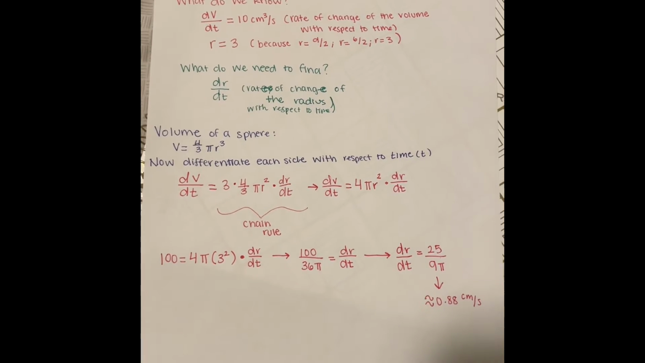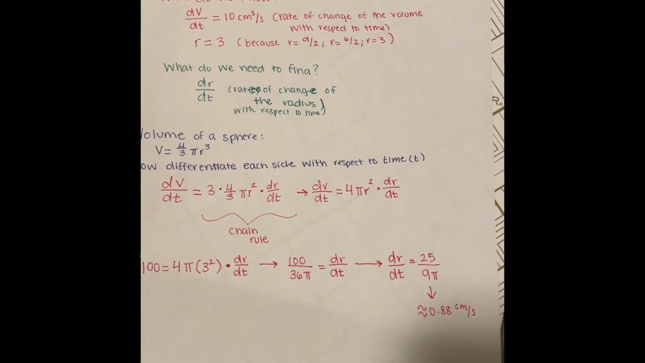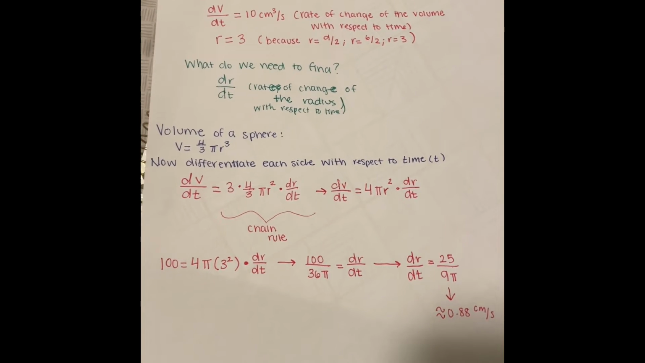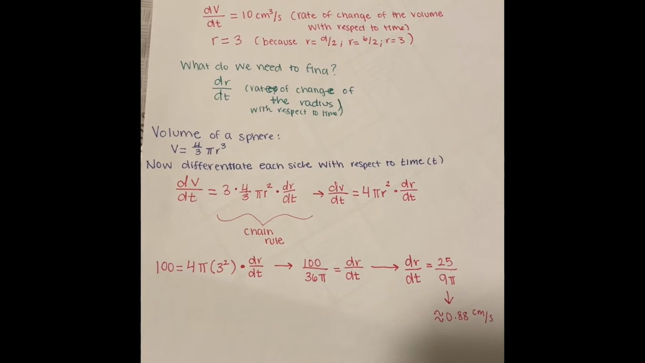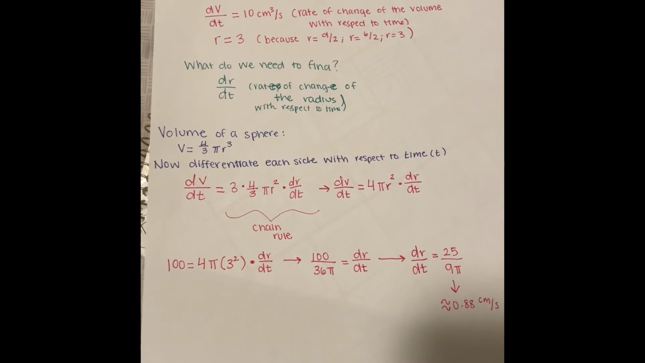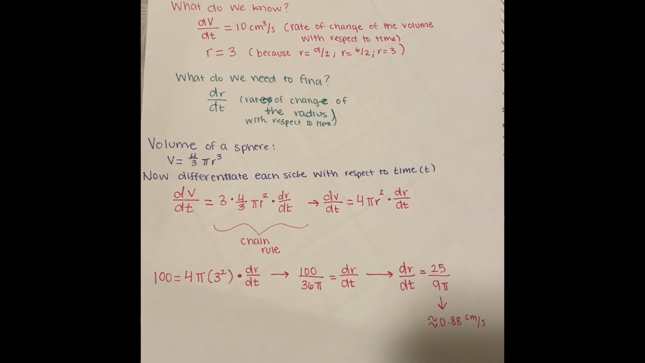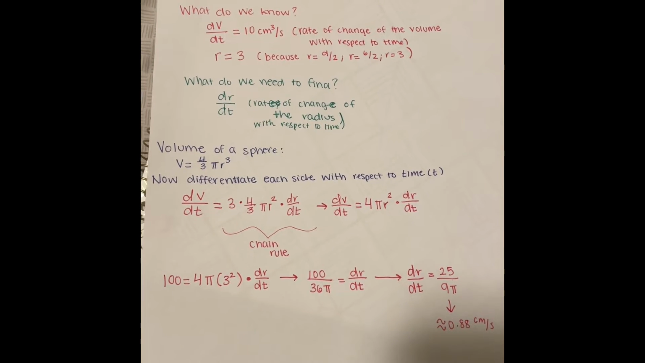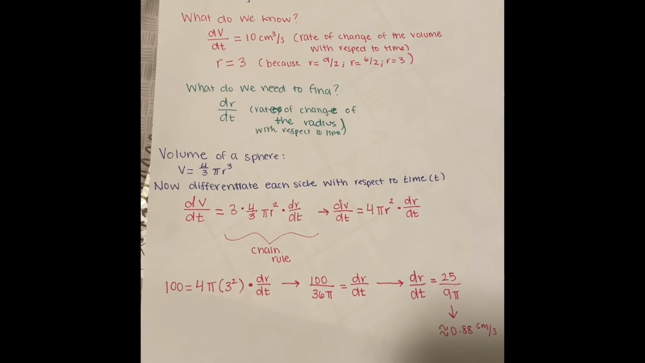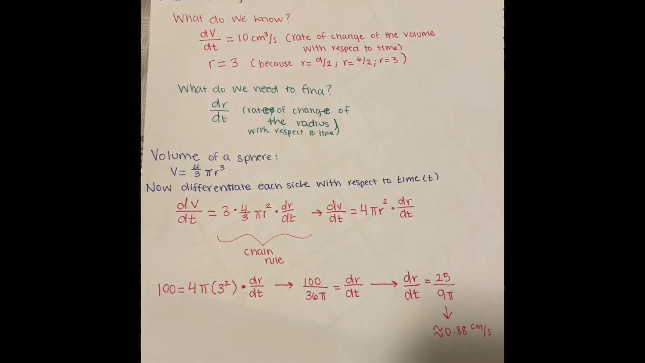Now we have to identify what we need to find. What we need to find is dr over dt, which is the rate of change of the radius with respect to time, t. Next, we find the equation that we need to differentiate in order to find dr over dt. For this, we're looking for the equation for the volume of a sphere, which is V equals 4/3 pi r cubed.